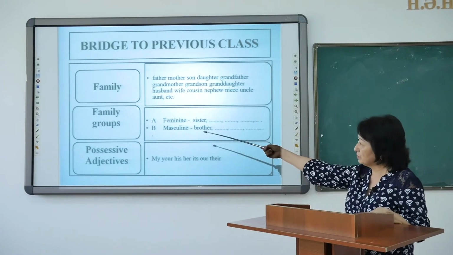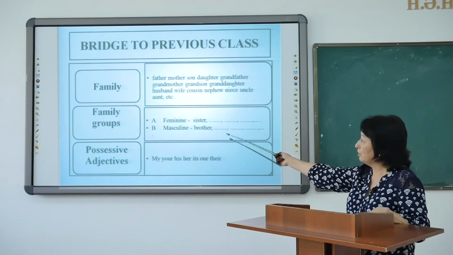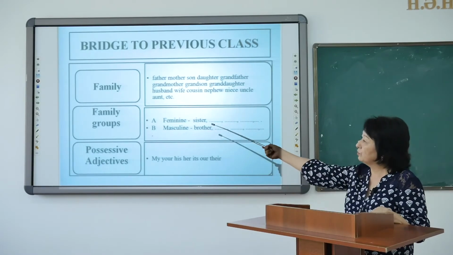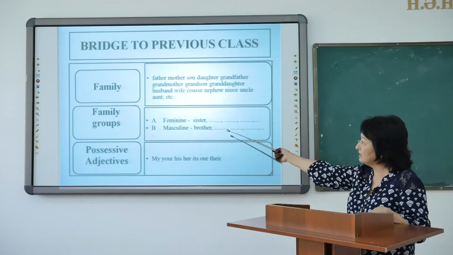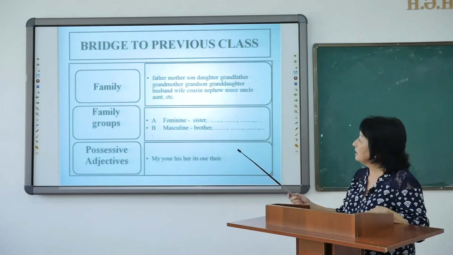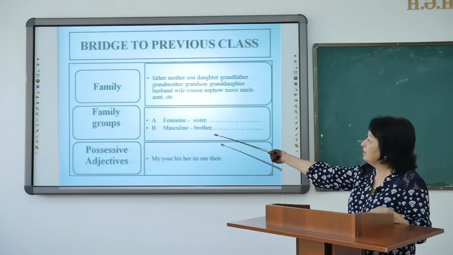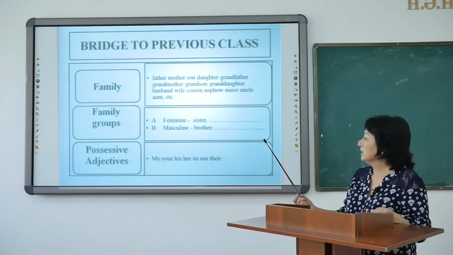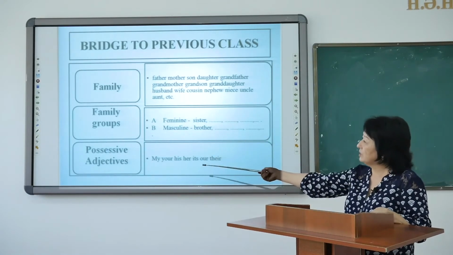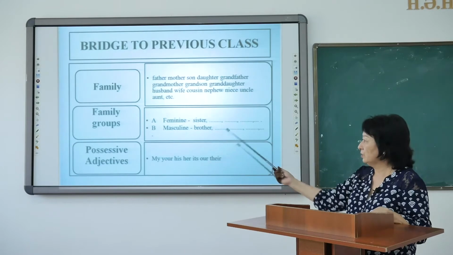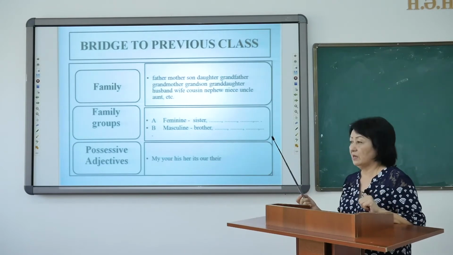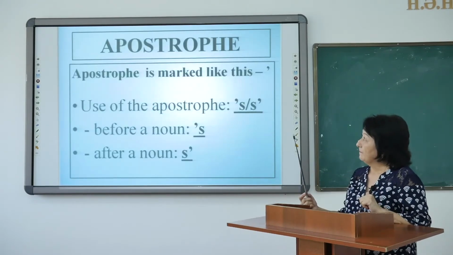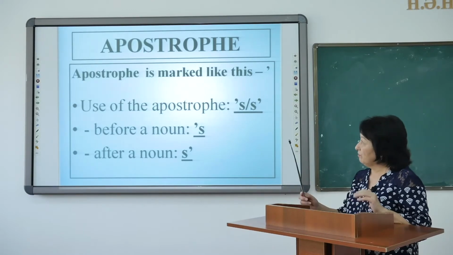So the family groups, we worked at these two groups. Subgroup A is feminine: sister, mother, aunt, etc. And subgroup B is masculine: brother, father, uncle, etc. And also we learned the possessive adjectives: my, your, his, her, its, our, and their. So it was the revision.